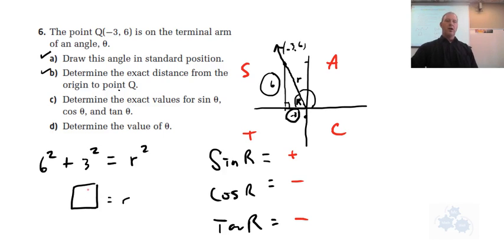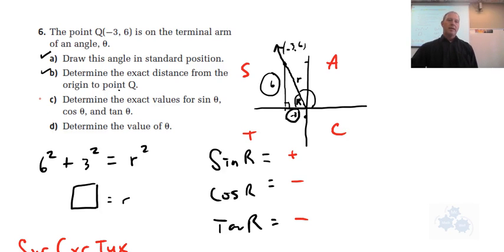So once you find r, you use your memory mnemonics, or Cox or Tix, and that's how you find the ratios for those. So that's the setup for number 6. I'll let you work through that, but that's sort of a little nudge on that.